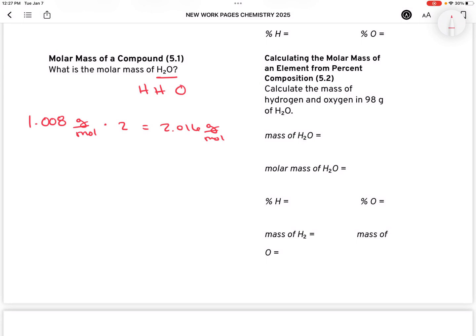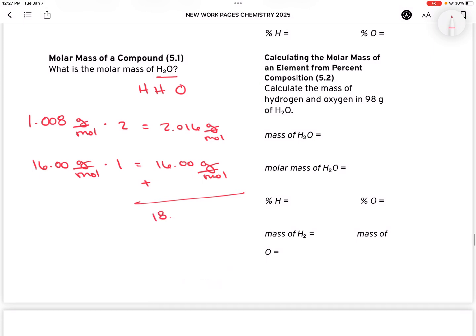Then our next part is oxygen. Oxygen's value is 16, I'm just going to use 16.00 grams per mole. So if I had 1 mole of oxygen, it would weigh this much. But I only have 1 of them, so I'm just going to multiply it by 1. So my value is 16.00 grams per mole. Now, we need to add these parts together, the hydrogen and oxygen parts. So 16 plus 2 is basically 18, so we have 18.02 grams per mole.